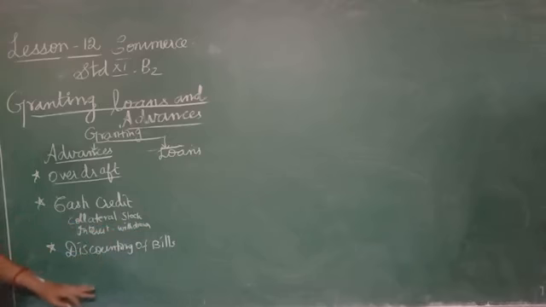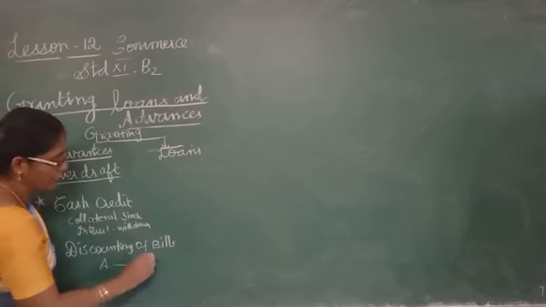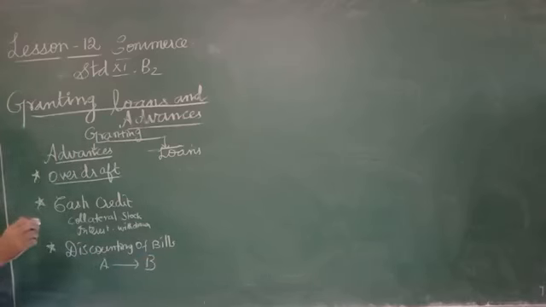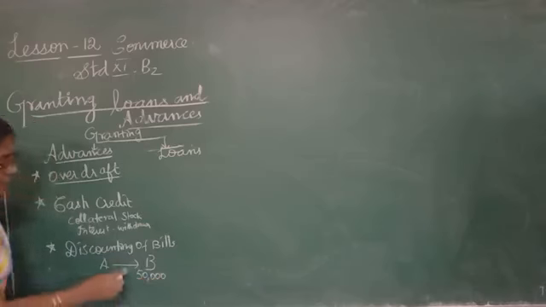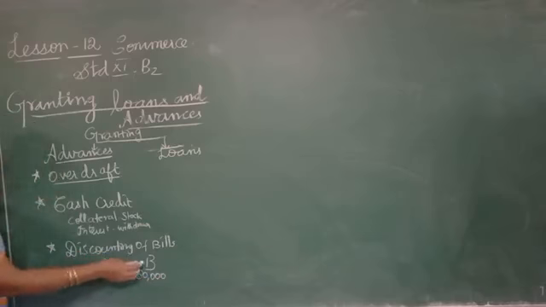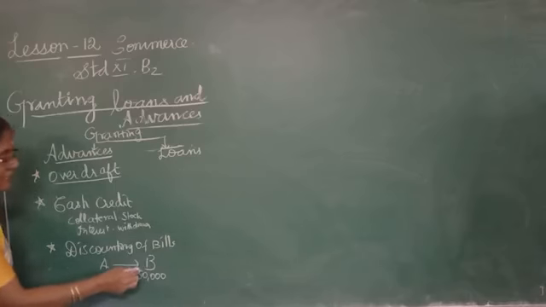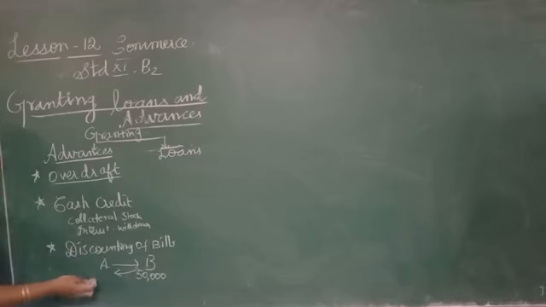Then discounting of bill. Already you know, A is selling the goods to B. Already in the accounts we have studied this, receivable, the same thing only. So A is selling goods worth 50,000 rupees to B. In turn B is telling, now I am not able to pay 50,000 rupees. I will give you after 3 months. So for that B is giving a bill. What is the evidence of the selling of the goods? He is receiving the bill.